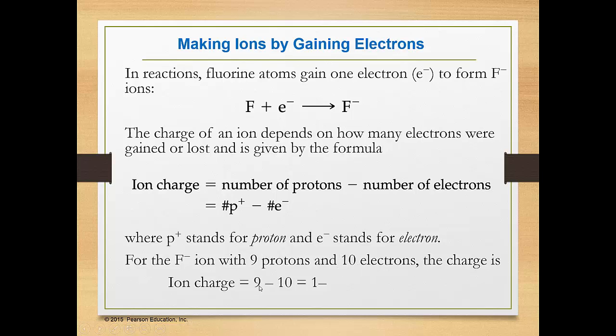So the charge is going to be 9 minus 10. That gives us a -1 charge. Now you don't have to use this formula every time. You'll start to be able to look at elements and look at their position on the periodic table and know what the charge will be. Now that doesn't work necessarily for those transition metals that we have in the middle, but for the main group elements, you can predict what sort of ion they're going to form by looking at where they are in the periodic table.